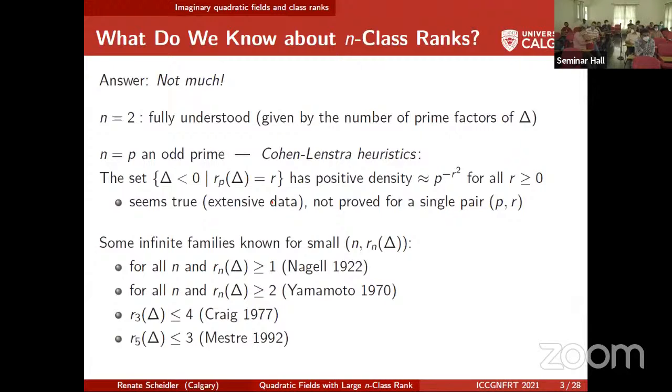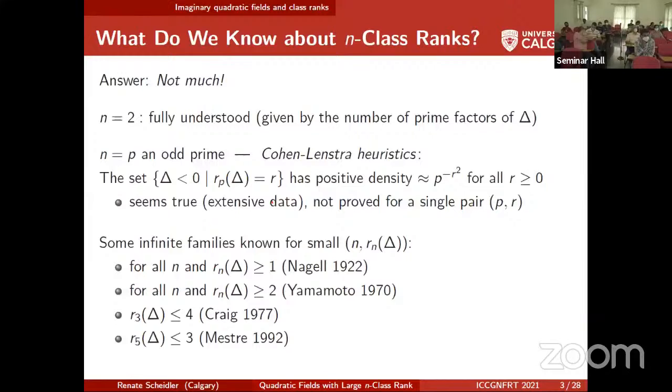Now, some early work of some infinite families and also examples. The first one who worked on this was arguably Nagel, who managed to find an infinite family of quadratic fields that has basically positive n rank. So the class number is divisible by n. This was extended by Yamamoto to get the n class rank above 2. Craig in 1977, for his PhD thesis, gave a construction of fields where the 3 rank is at least 4, and Mestre later on a construction where the 5 rank is at least 3. So that's pretty much it.